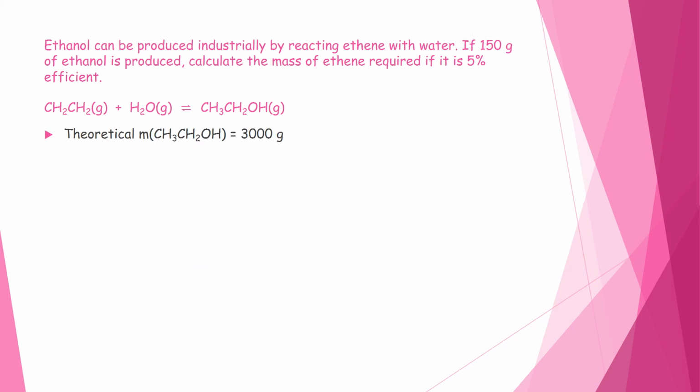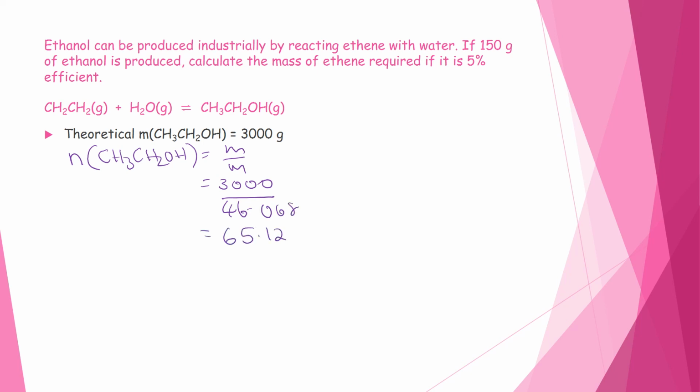So now that we've got the theoretical amount of product that we should have got, we can now do the stoichiometry. And the stoichiometry is the same as normal. So the number of moles of ethanol will equal a mass over a formula mass, which is 3,000 divided by 46.068, and the number of moles comes out to 65.121 moles. Now this is still a 1-to-1 ratio, so the number of moles of ethene will be the same, but I still make that statement, so my marker is my friend.